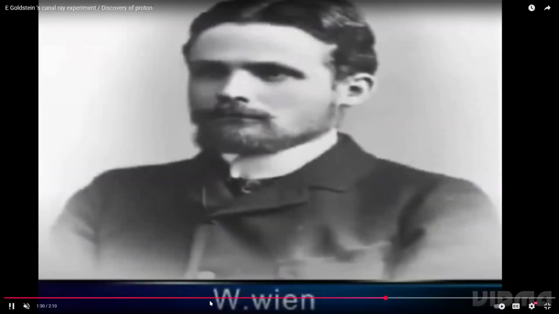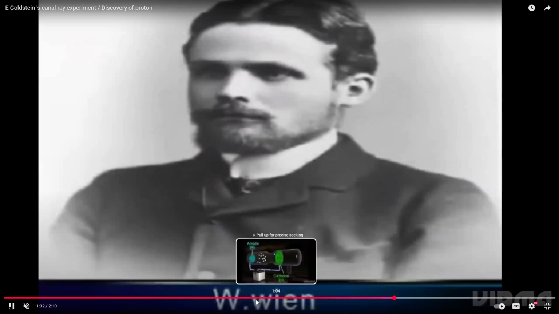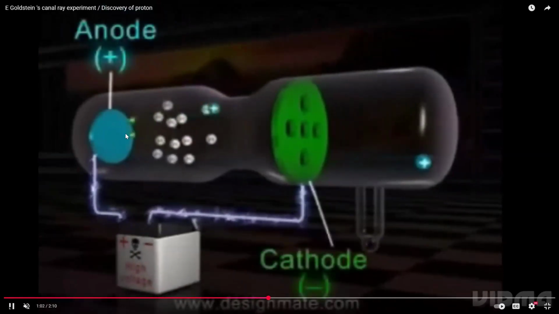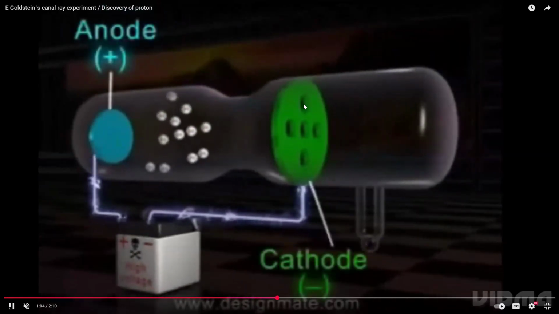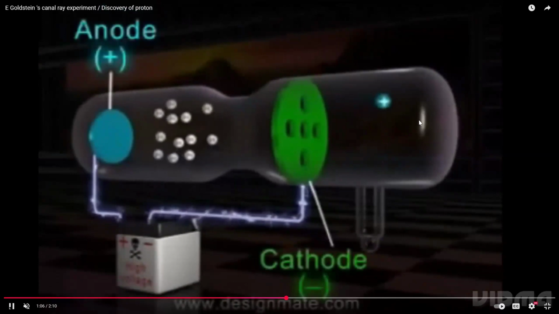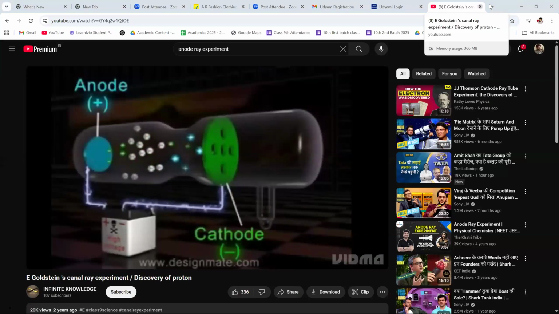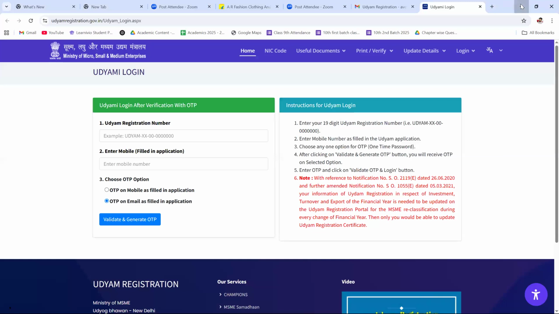Have you seen this one? This experiment showed that not only negatively charged particles but also charged particles coming from the positively charged anode can pass through the perforated cathode and strike over it. Okay, so this is the experiment that indicates that atoms not only have negatively charged particles but also positively charged particles. Understood? Yes or no?